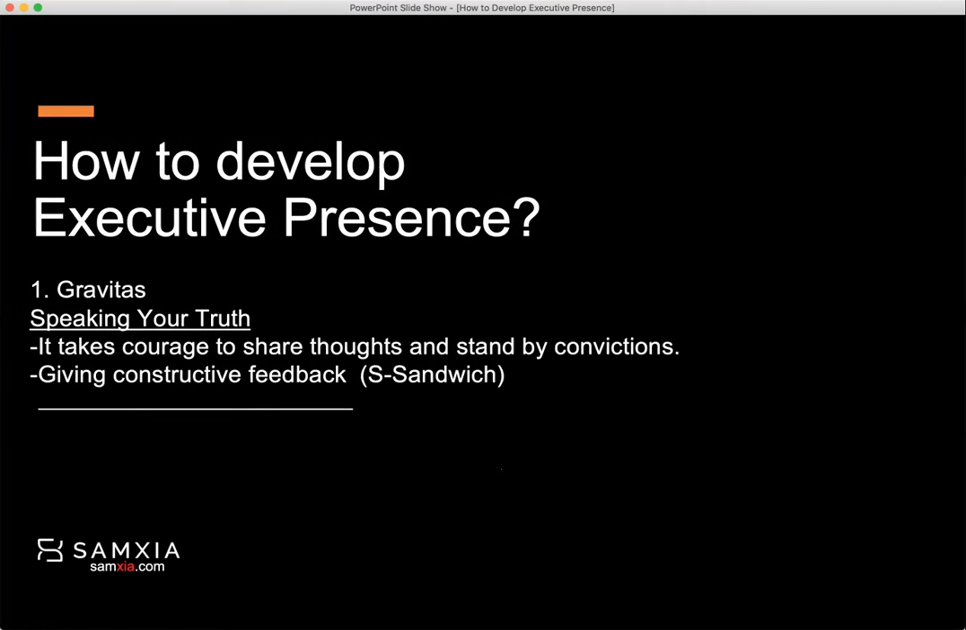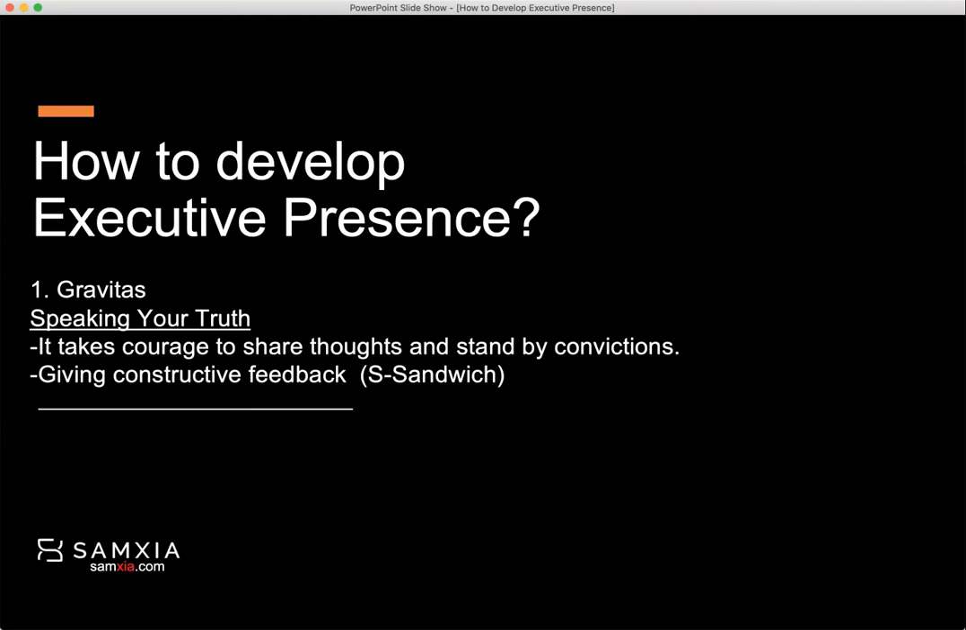And also speaking your truth. It takes courage to share thoughts and stand by conviction, like we shared last week, so-called quote unquote politics. People try to navigate through certain things and compromise their moral values, compromise the very principles and the convictions they've been holding for years. And that is not executive presence. And willing to speak and willing to share thoughts with art, of course, with some skill to make things happen with the moral ground. And also giving constructive feedback.